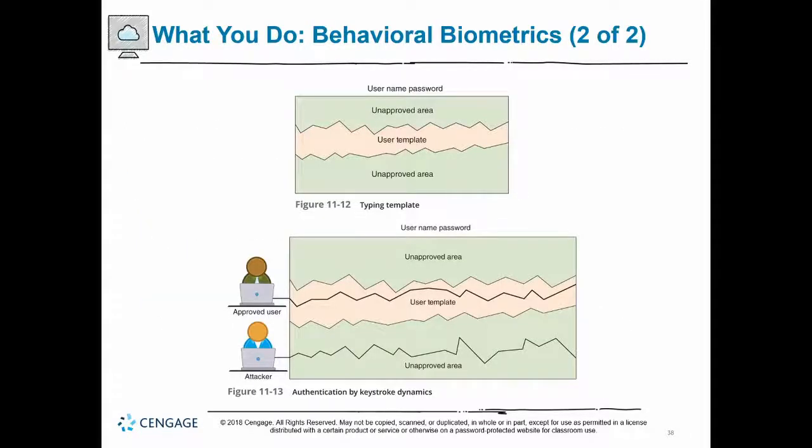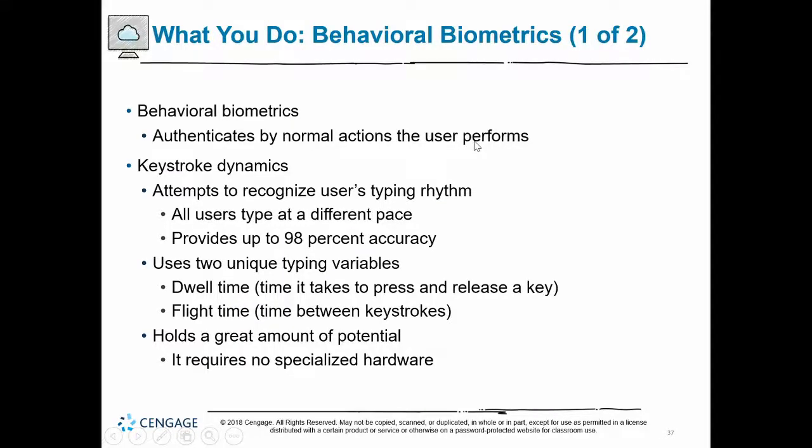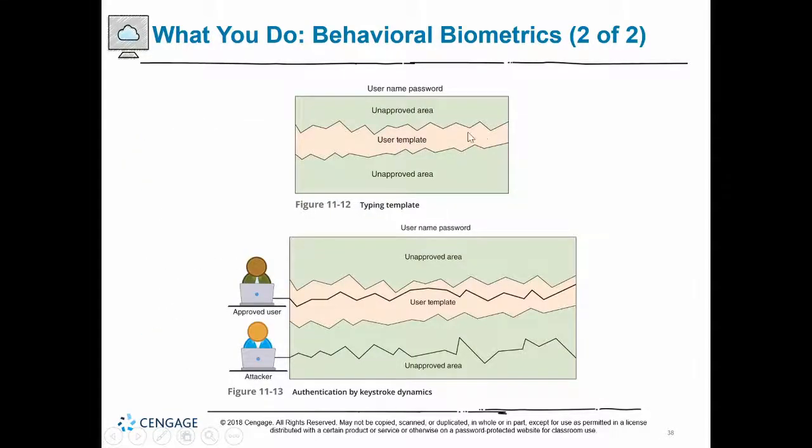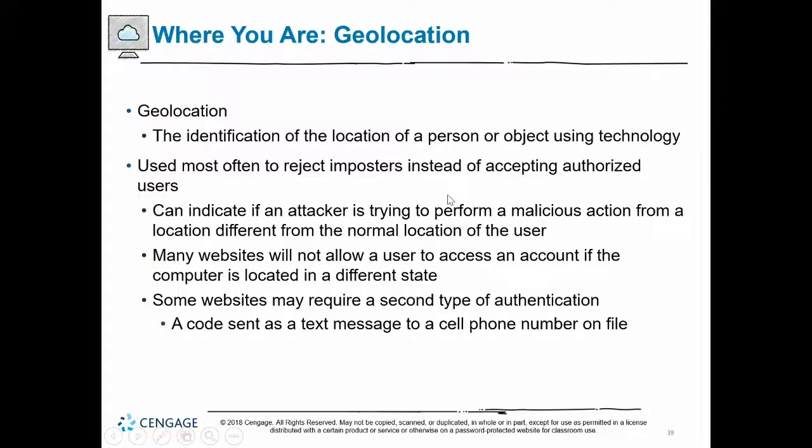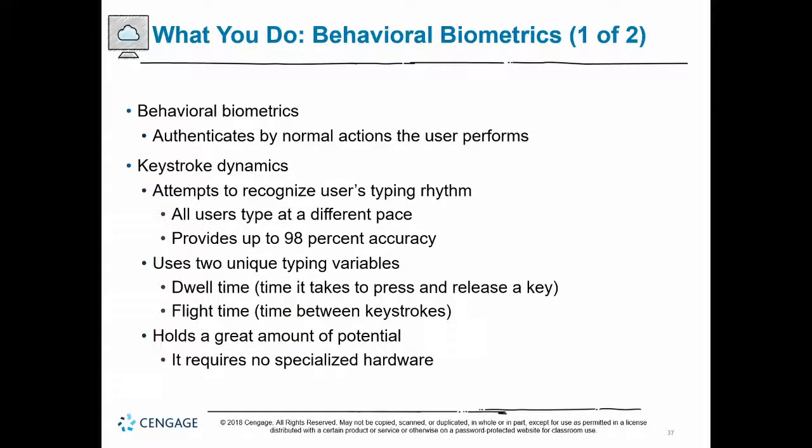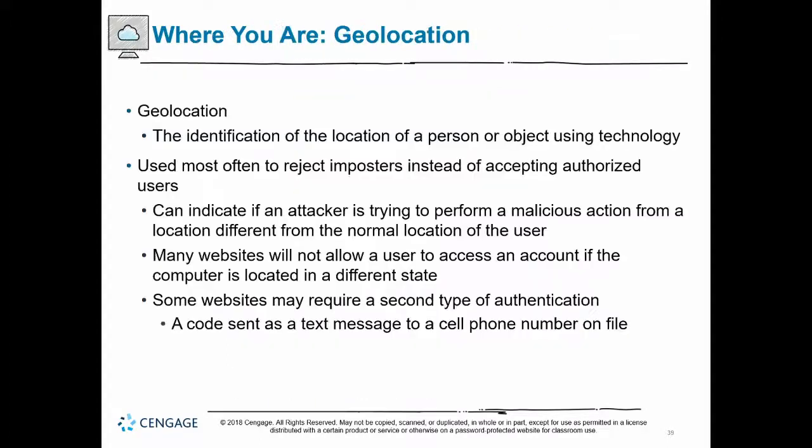So for example, it creates a baseline. This is the normal frequency of dwell time and, what's it called again? Flight time. And if anything goes over or under, then it's going to be unapproved. Also click rate and how fast you move the mouse. That's also something that is behavioral biometrics.